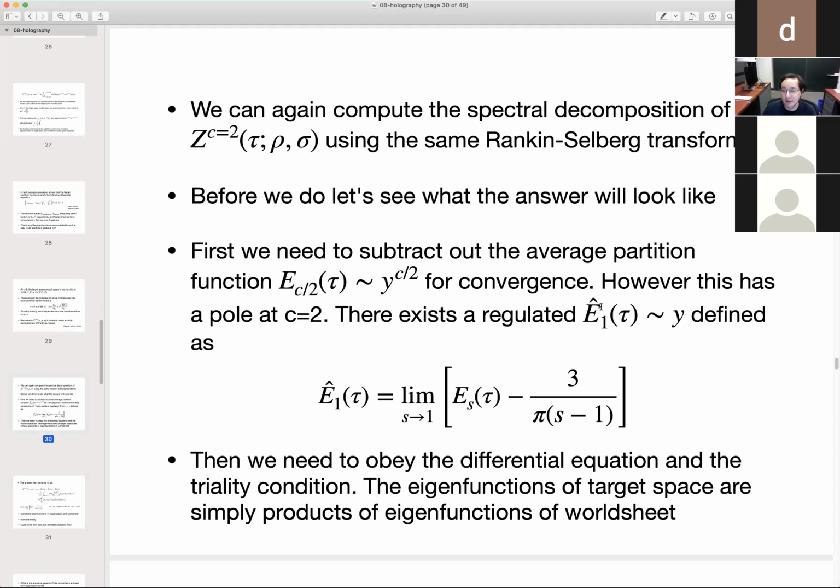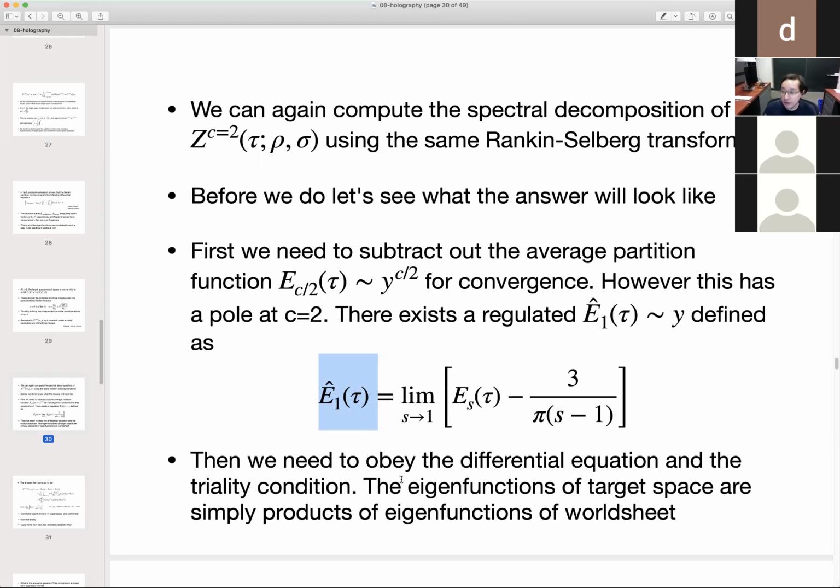However, there's a regulated version, which I call E1 hat, which is defined as just the limit as s goes to 1 of E sub s minus 1 over s minus 1. This turns out to have the right growth properties such that if I subtract it, my partition function is still in L2. So this is going to take the place of our average. This is just an accident of c equals 2. Finally, we need to obey the differential equation and the triality conditions.